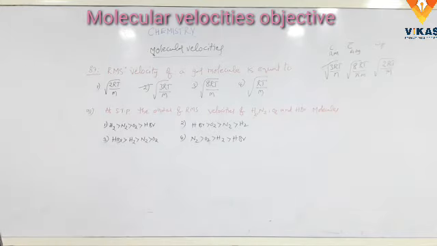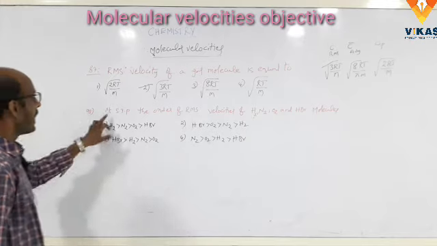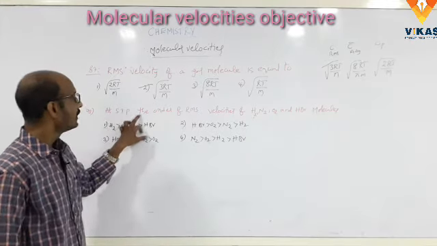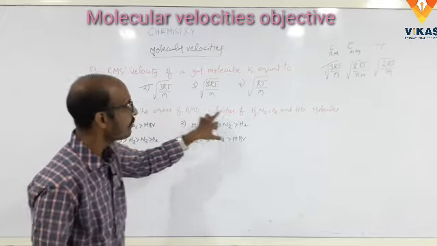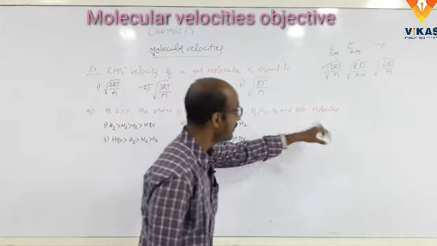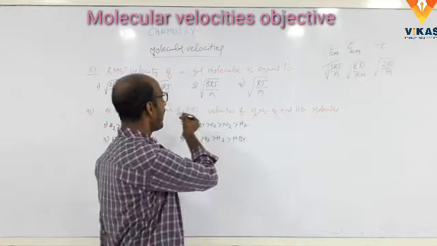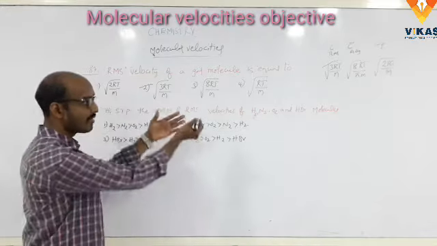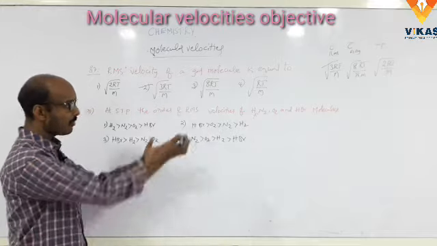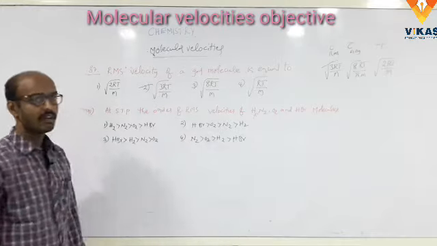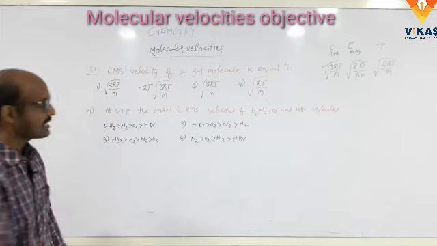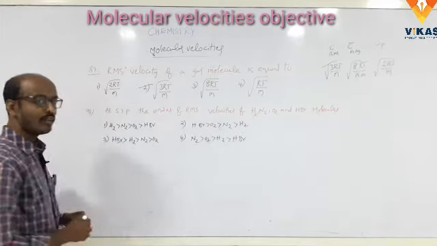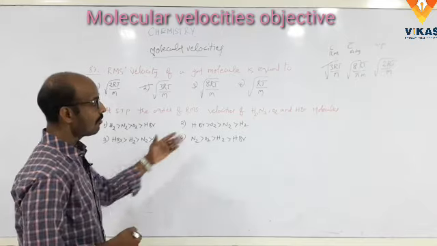Okay, so look at the question. At STP, what is the meaning of STP? Standard temperature and pressure. The order of the RMS velocities of H2, N2, O2, and HBr molecules. We have to find the RMS velocity of the following gases. So he gave us four gases, and he is asking us to arrange their RMS velocities in order. So first of all, find out the molecular mass of the following four gases.